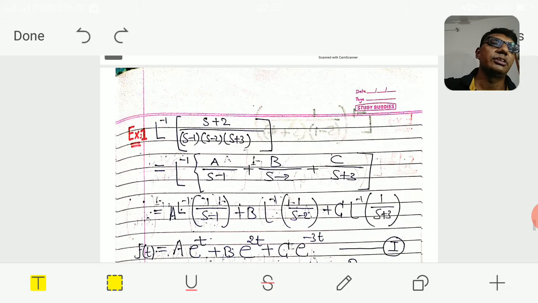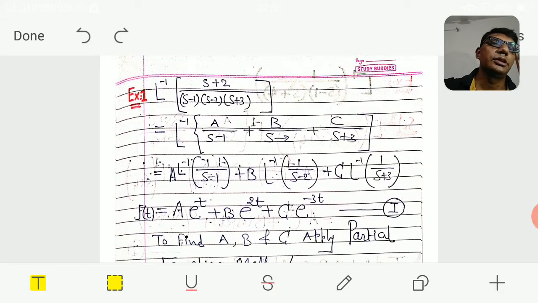Let us see some examples of inverse Laplace transform. L inverse of (s plus 2) upon (s minus 1)(s minus 2)(s plus 3). Here all three factors in the denominator are different, so we can easily separate them like this: L inverse of A upon s minus 1 plus B upon s minus 2 plus C upon s plus 3. A common, then we can write like this: A into L inverse of 1 upon s minus 1 plus B into L inverse of 1 upon s minus 2 plus C into L inverse of 1 upon s plus 3.